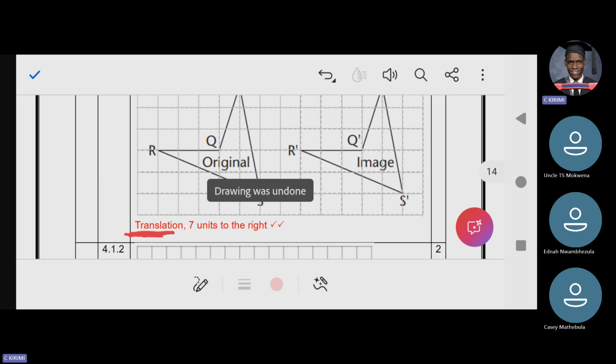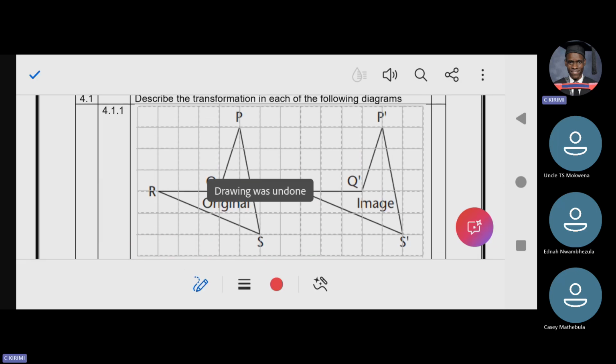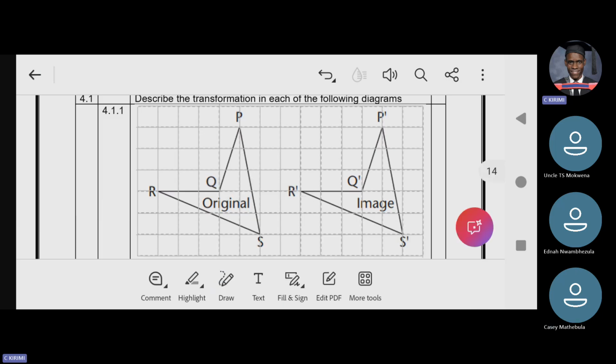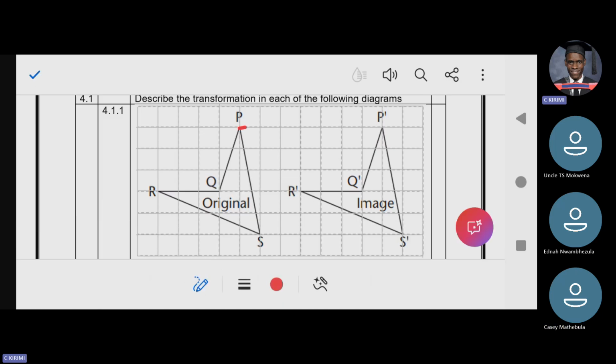No units downward. So it was only 7. You count from P to the image, P prime. You count how many steps. That's 1, 2, 3, 4, 5, 6, 7. So you are moving 7 units to the right.